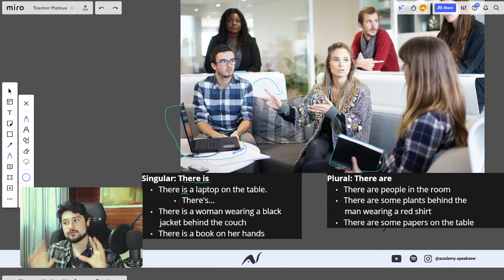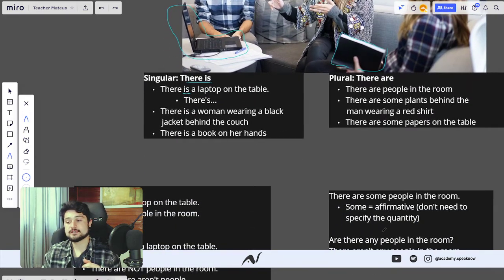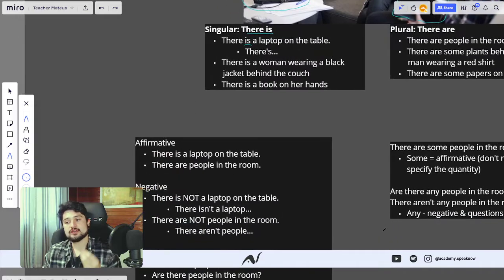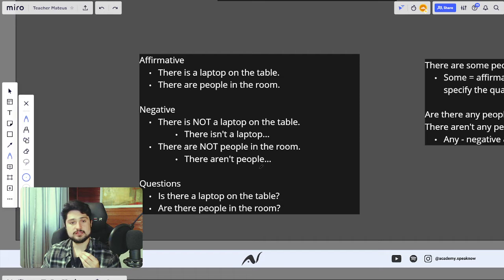Okay. So the first part of our discussion was to understand when to use there is and there are. There plus be, we use to describe that things exist. The second part of our discussion was connected with understanding the difference between there is and there are. Now, the third part of our reflection is connected with understanding how we can use the affirmative, the negative, and the interrogative.